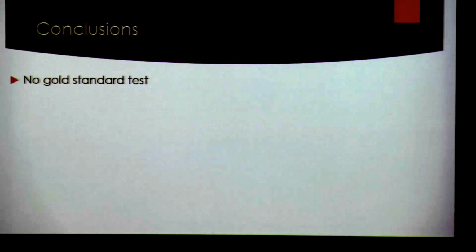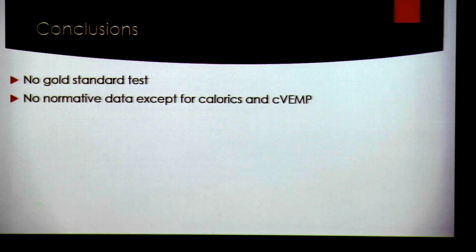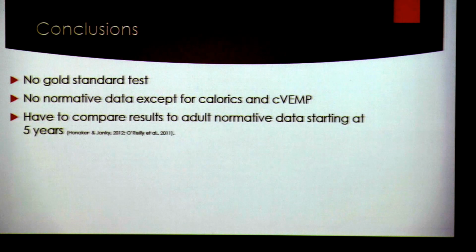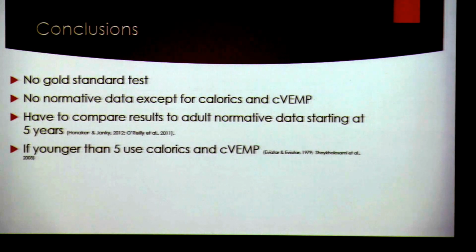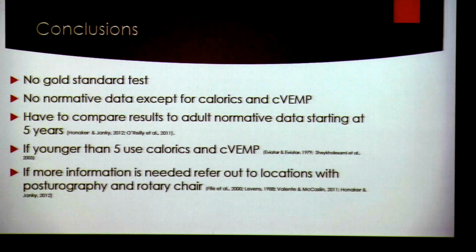So conclusions. There is no gold standard to test children's pediatric vestibular system. Since we didn't find normative data except for calorics and cVEMP, we suggest that you can start comparing the results at 5-year-olds. So if you have a kid that comes in that's younger than 5, we suggest you doing calorics and cVEMP because there is normative data for younger ages for these tests. If these tests do not give you the information that you need, then we suggest you refer out to someone that does rotary chair and posturography and specializes in testing children.